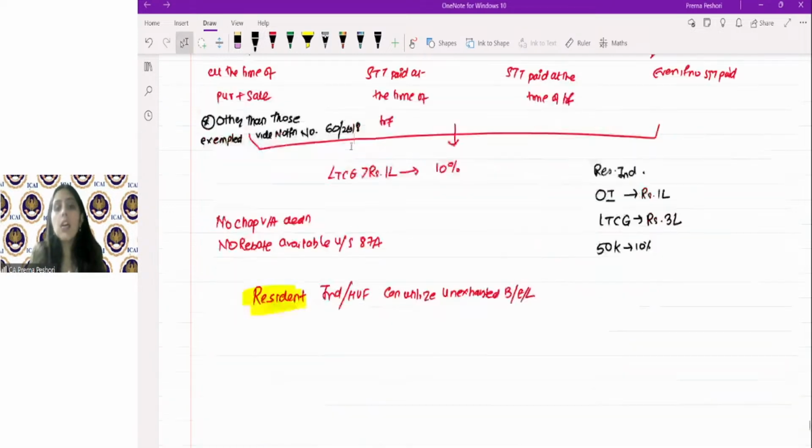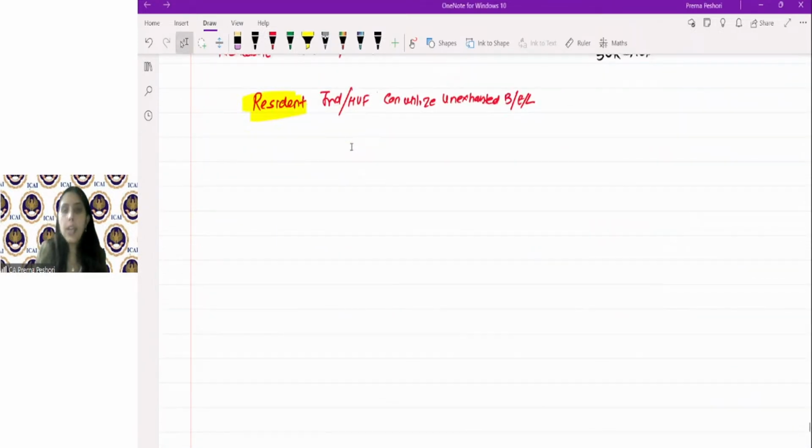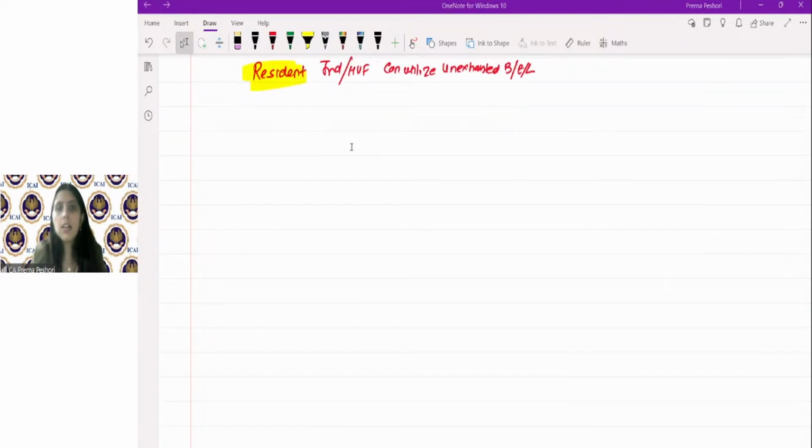Now, what is the computation under 112A? Understand, the computation will be for the listed equity share. FBC will be my sale consideration, minus cost of acquisition.